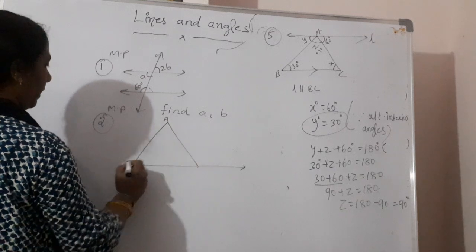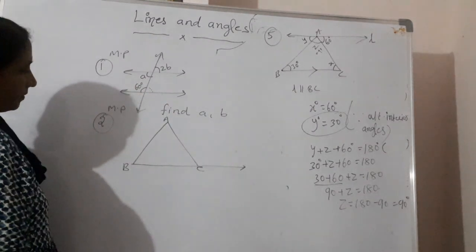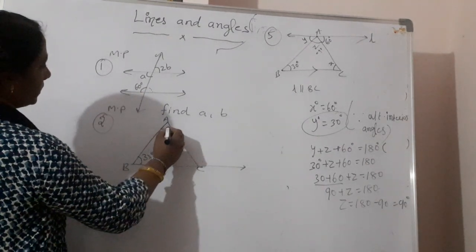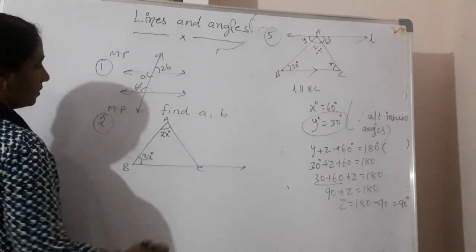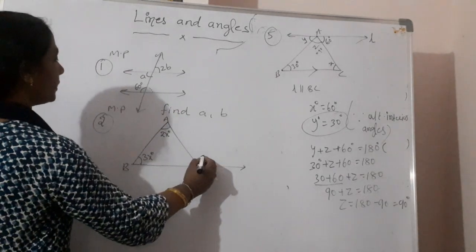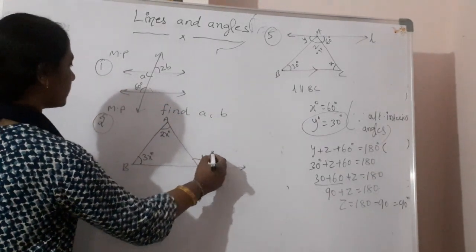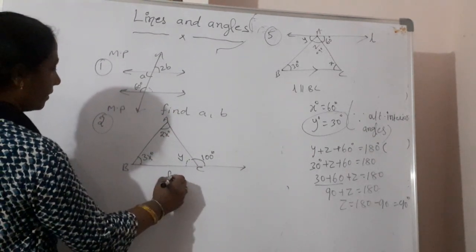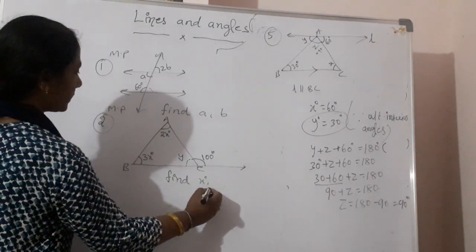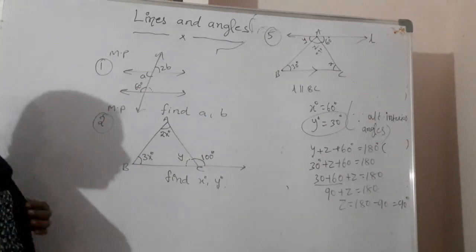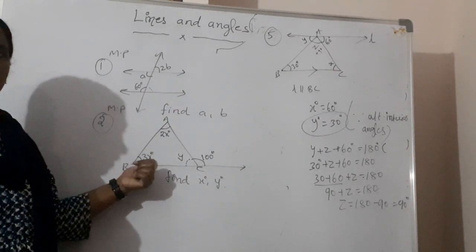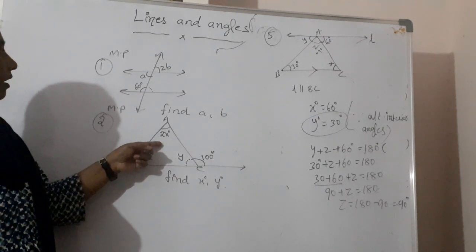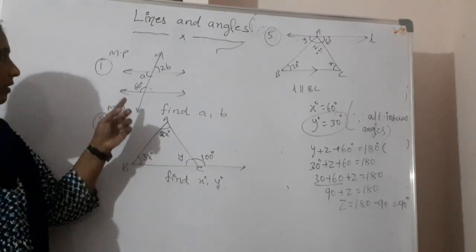Okay. So this is A, B, C. This is 3x. Next this is 2x. So this angle, let's take 100 degrees. At the same time take this y. Find x comma y. Tomorrow I will give these two solutions. Your answers, have you got answers correctly? See in the next video. Definitely I will give solutions.